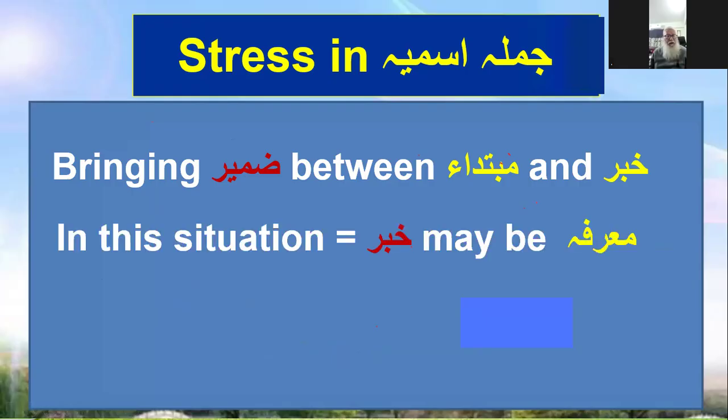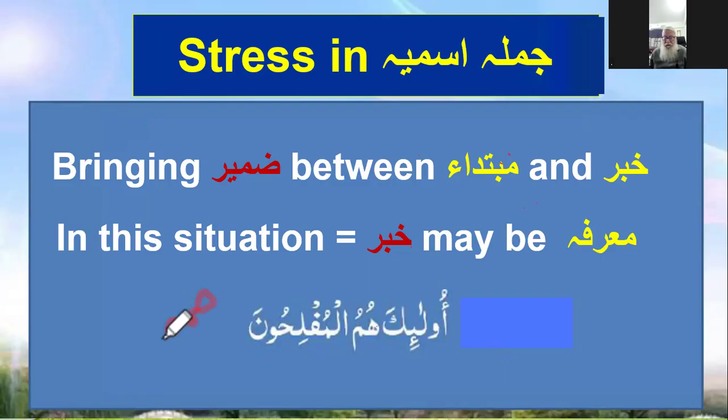Ulaika lahum azabun azim. In this situation, the khabar may be marfa. Look, ulaika is the mubtada, al muflihun is the khabar, but it is still a proper noun, while the khabar should be a common noun, because a zamir has come. This zamir is called zamir fasal. Fasal means to differentiate, to make distance, to separate things.